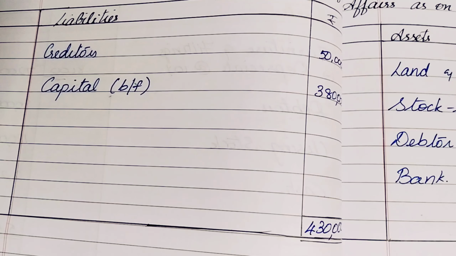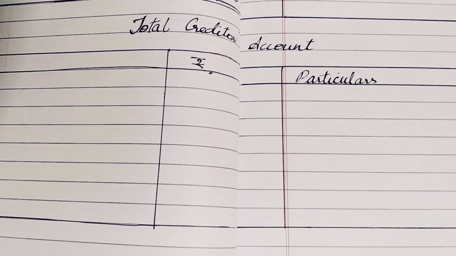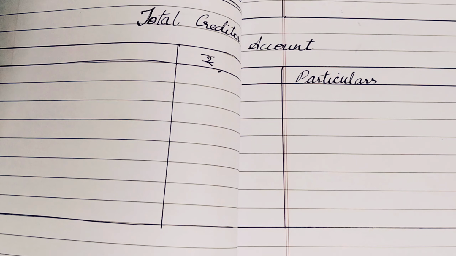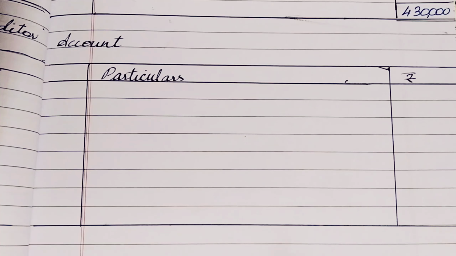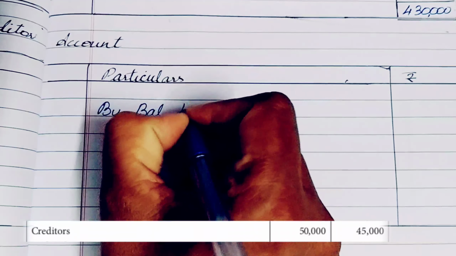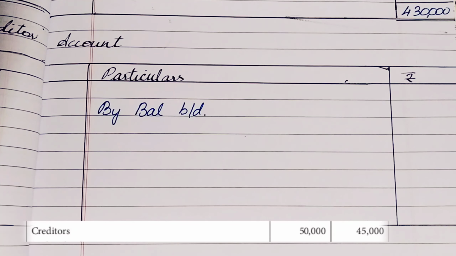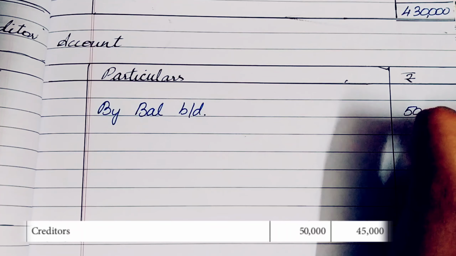So next, let's find out the credit purchases for the sum using the total creditors account. After the statement of affairs, we are going to start with the total creditors account. So the particulars and rupees columns on both the debit and credit sides are ready. Let's start with the credit side, because since it's a creditors account, we will start with the credit side. On the credit side, it's going to be by balance brought down. That is the opening balance of the creditors, which can be taken from the details given in the problem. Creditors in the 31/12/2017 column, they've given it as 50,000, so that is going to be recorded here.